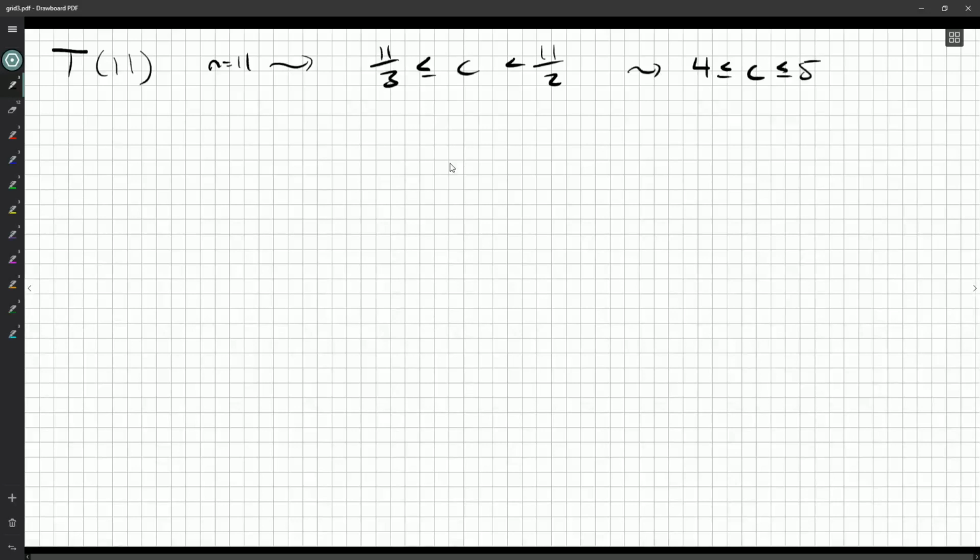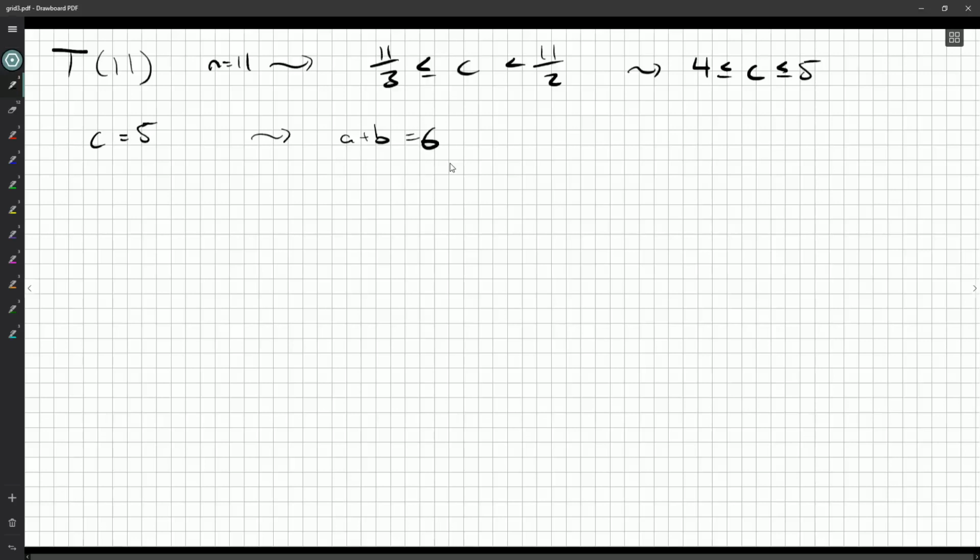Now I am a little interested in T11 just because it's odd, and by my observation between B and C, I think if we're going to attempt C, we should be paying attention to the odd ones. So n is going to be equal to 11, so that means 11 over 3 is less than or equal to C is less than 11 over 2. So 4 is less than or equal to C, and this time we can get less than or equal to 5, because 11 over 2 is 5.5. So we've got cases. C could be 5, and then A and B are 6.